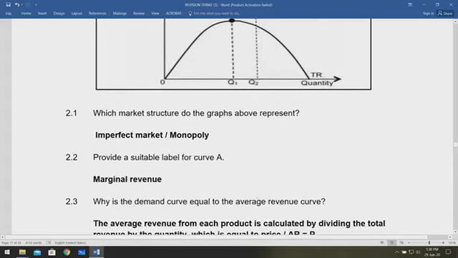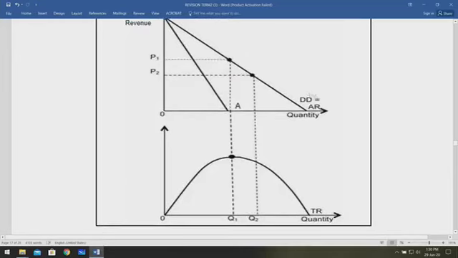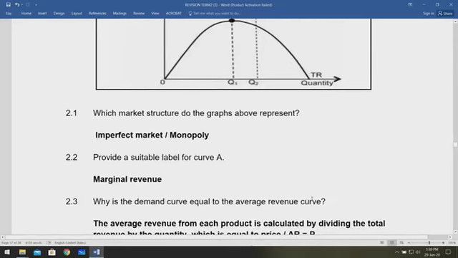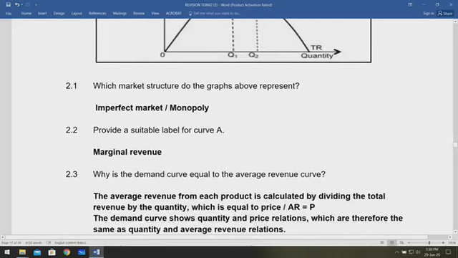Why is the demand curve equal to the average revenue curve? Right, if you think of how we calculate average revenue, I said to you this earlier on. To get to average revenue, it is total revenue divided by the number of units that you have sold. So obviously whatever you've sold also constitutes your demand. Okay, so therefore we can see the demand curve shows quantity and price relations, which are therefore the same as quantity and average revenue relations.